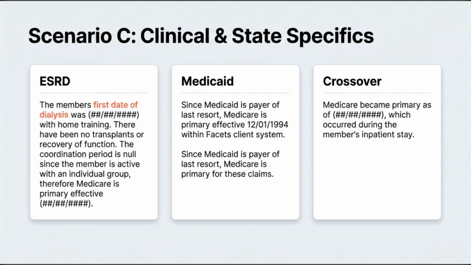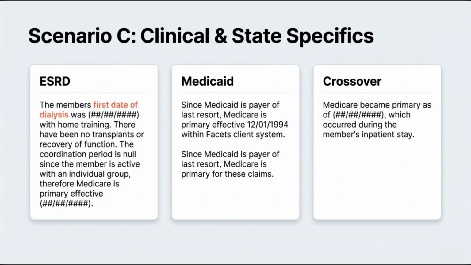This scenario tells us Medicare became primary as of, which occurred during the member's inpatient stay. Now, this is a very interesting piece of information. What does it tell you about the claims for that inpatient stay? If Medicare became primary during an inpatient stay, that means any services rendered before that date would follow the previous primacy rules, and services on or after that date would switch to Medicare as primary.